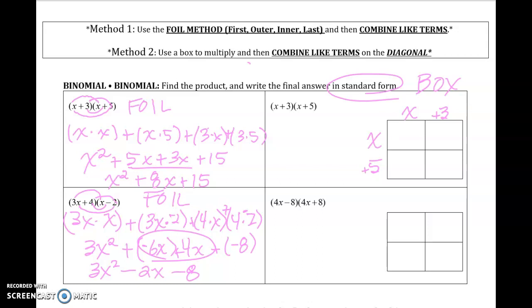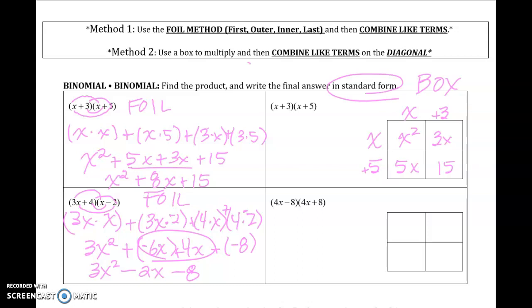Okay, so when you multiply, think about this like a multiplication chart that you saw in elementary school. So you do x times x, which is x squared. And again, you're just doing that in your head. And then 3 times x is 3x. And then for this column, you always do the column times the row, so x times 5 is 5x. And then 3 times 5 is 15.